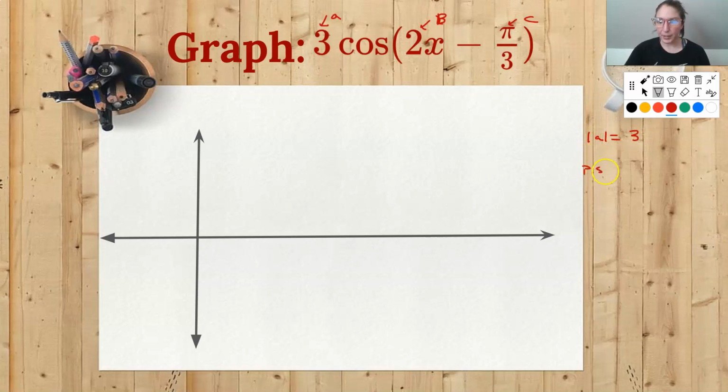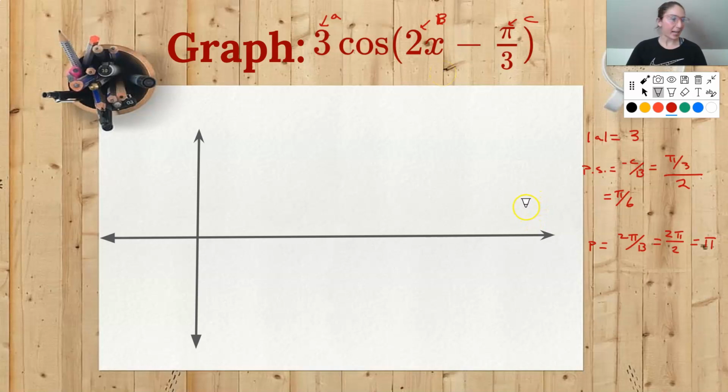My phase shift is equal to negative C over B. So in this case, negative C would be positive pi over 3 over B, which is 2. Well, I'm cutting a third in half, so then I would get a sixth. So this is going to give me pi over 6. So my phase shift is pi over 6. My period is equal to 2 pi over B, so 2 pi over 2. So my period here would be pi. And again, no vertical shift because there's no plus k at the back. I'm not adding or subtracting anything here, so I have no vertical shift.